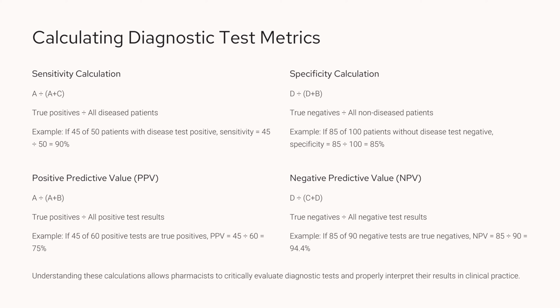And so if 45 of 60 positive tests are true positives, then 45 divided by 60 gives you a positive predictive value of 75%. So again, sit with these terms and look at these calculations so you can better understand sensitivity versus specificity and positive predictive value versus negative predictive value.